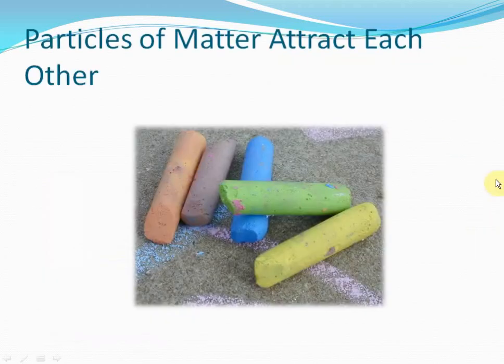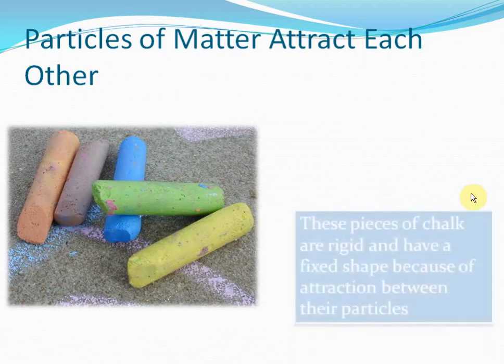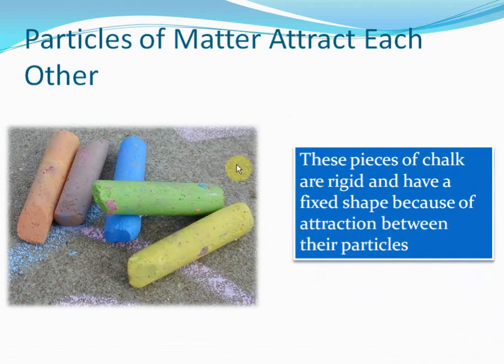The third property of matter was that the particles of matter attract each other. Now, how do we prove that? Simple. Take a look at these pieces of chalk: green, blue, yellow, orange and violet. All of these chalk particles are rigid. They have a fixed shape, isn't it? A chalk looks like a chalk, and that's that.